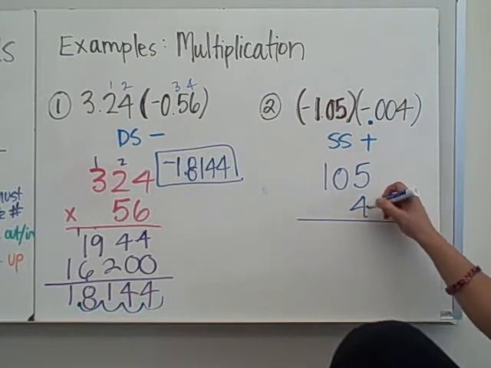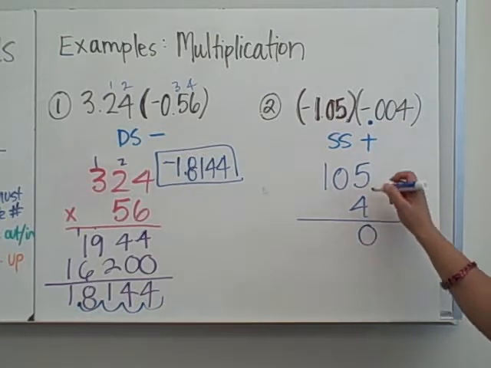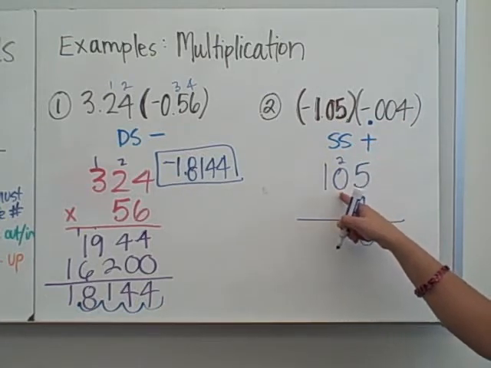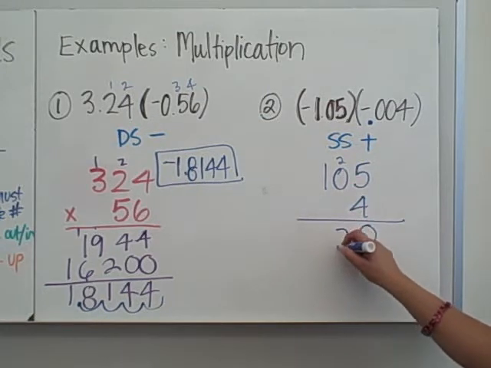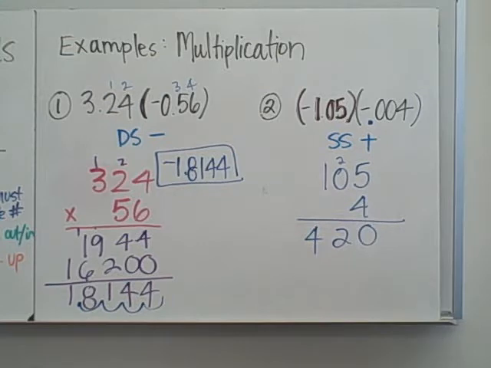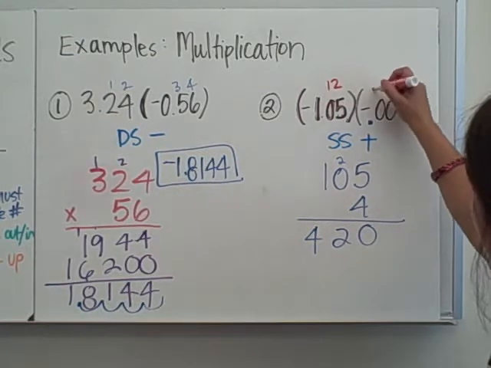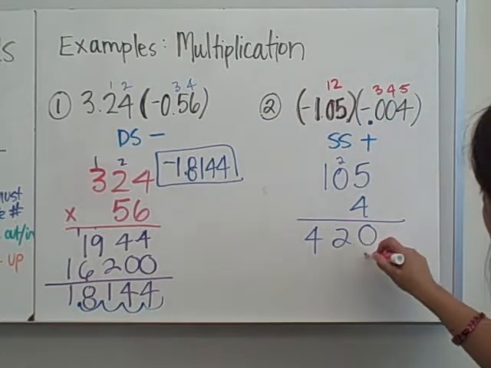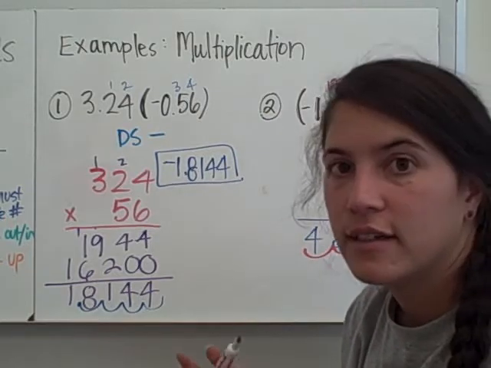So now let's multiply. 4 times 5 is 20. 4 times 0 is 0, plus 2 is 2. 4 times 1 is 4. I'm going to count the number of decimals I have. 1, 2, 3, 4, 5. So I'm going to move it over. 1, 2, 3. Any suggestions?